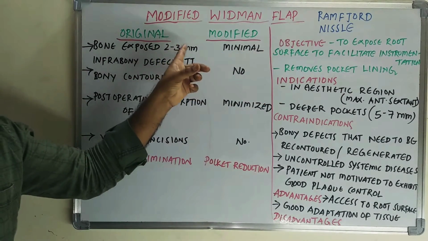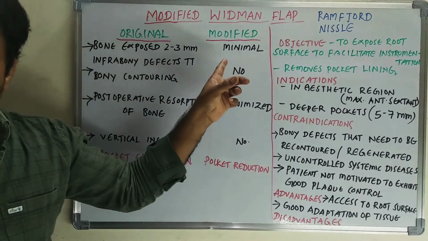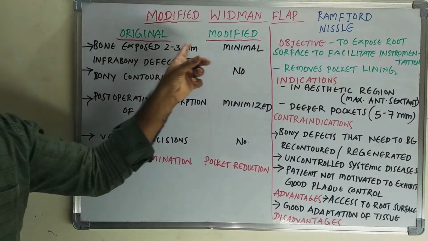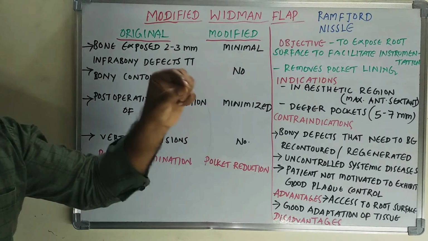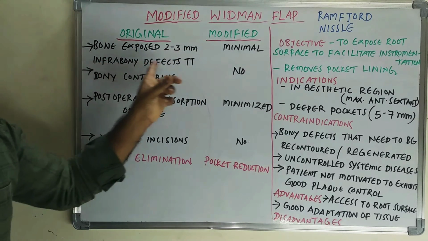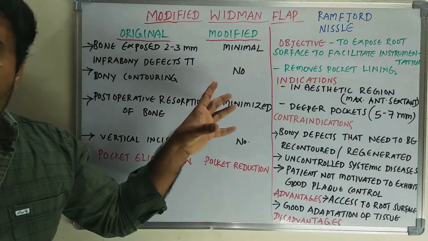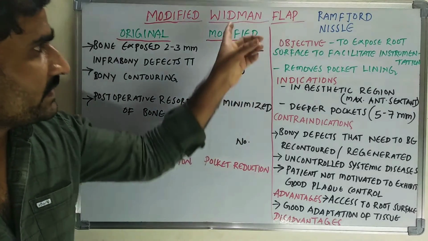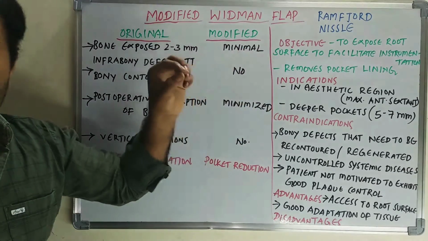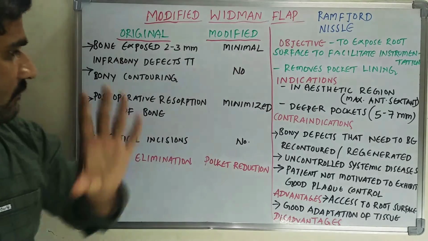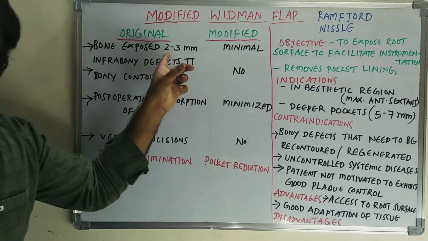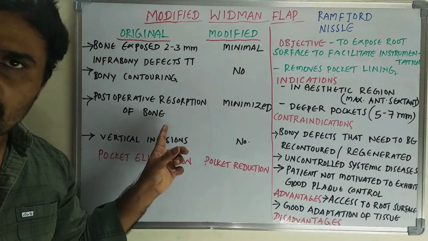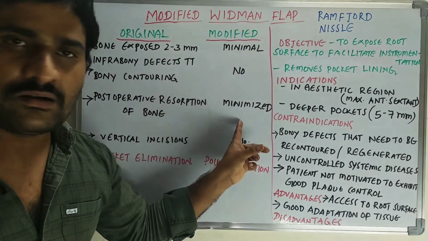In the original, bone exposed is 2 to 3 mm. In the modified one, it is minimal. Because there is large bone exposure in the original case, you can go for infra-bony defects, or bony recontouring can also be done in the original. That is not generally done in the case of modified. Because of the large amount of bone exposure, there is post-operative resorption of the bone in the original, which is minimized in the modified.